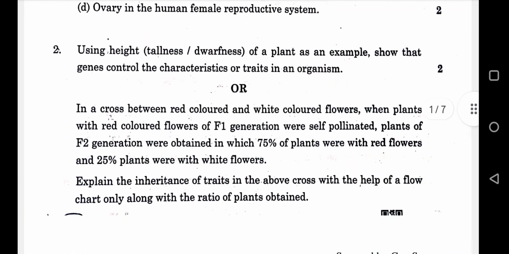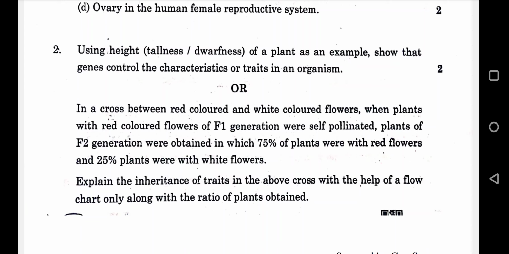And the second question: using height, tallness or roughness of a plant as an example, show that genes control the characteristic or trait in an organism. This is also a really easy question. You have to just take capital T as tallness and small t as roughness, and then draw a flow chart in which you explain how the genes control the traits. Like in the F1 generation there are only tall plants, and in the F2 generation the plants are in the 3:1 ratio. So genes decide the traits of an organism.